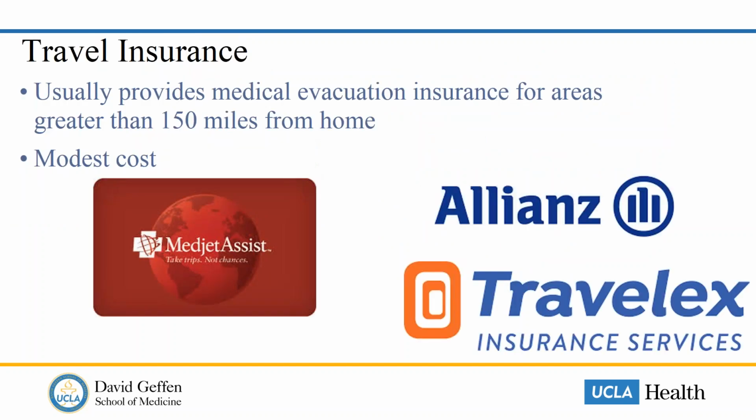Another thing that I always bring up in all of my transition visits with my patients is the value of travel insurance, particularly if you plan on moving more than 150 miles away from home. There are several different types of travel insurances out there that have modest expenses. So whenever you go on a vacation, I think it makes a lot of sense to buy one of these.